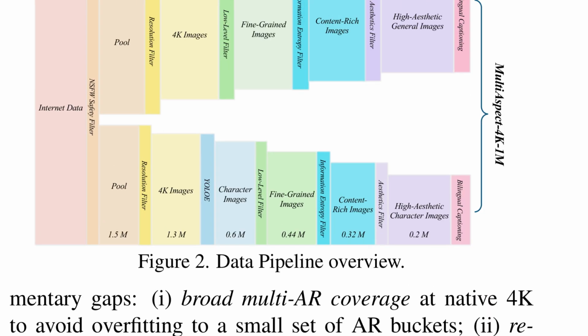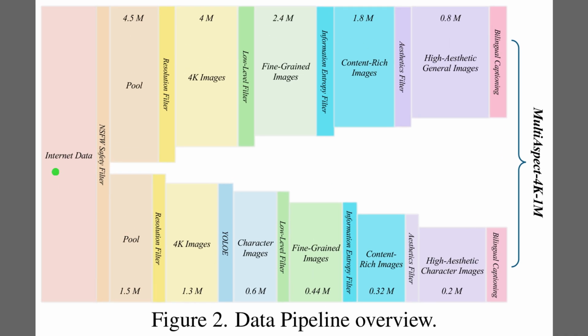Figure 2 explains how the team curates the multi-aspect 4K1M dataset, so the model sees only clean, rich, well-described images. The top stream shows a general path that filters raw internet data by safety, 4K resolution, low-level quality, information entropy, and aesthetics, where information entropy here means how much visual detail and structure an image carries. The bottom stream shows a human-focused path that first detects character images, then applies the same quality and aesthetic checks. Both streams end with bilingual captioning, so each selected image comes with strong text descriptions in 2 languages.